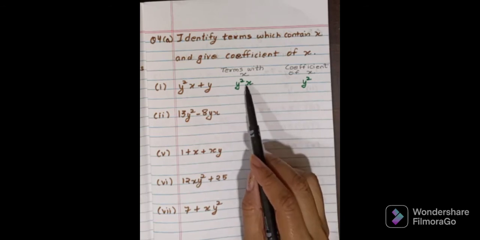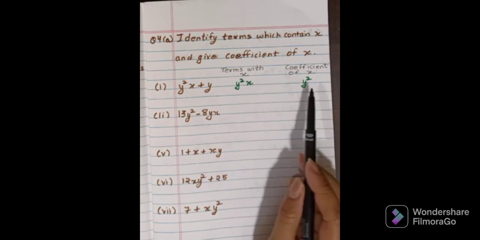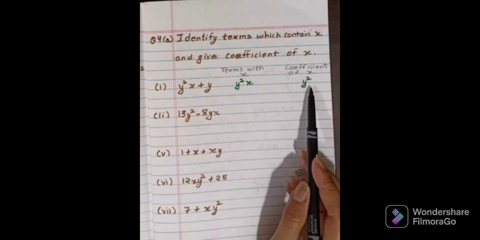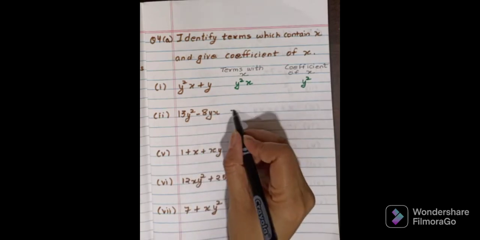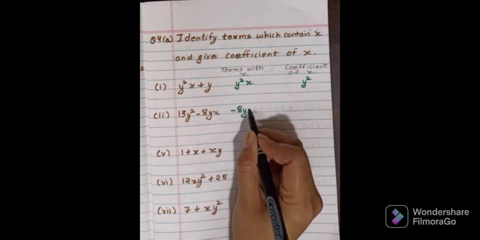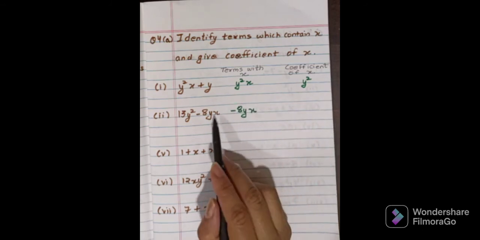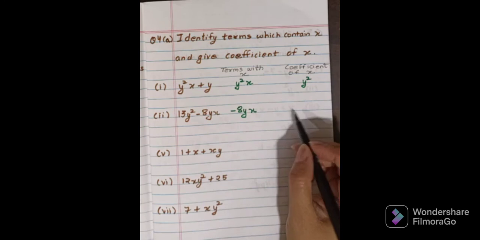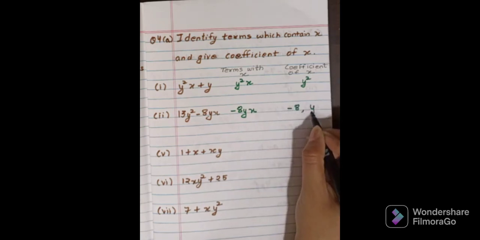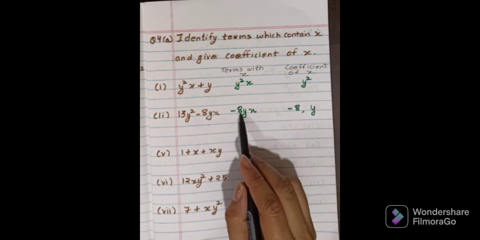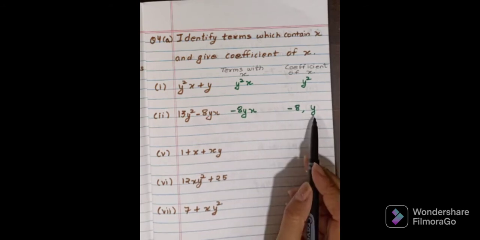Whatever is written with x, we write here as the coefficient of x. So in the next question, second part, the second term, minus 8yx, has variable x, and the coefficient of x here is minus 8 and y. So we write the numerical number and whatever variable is given with x.